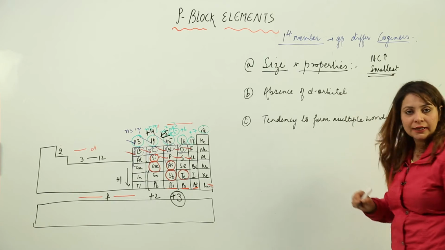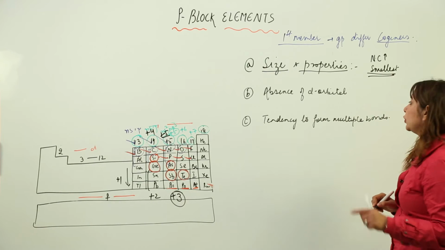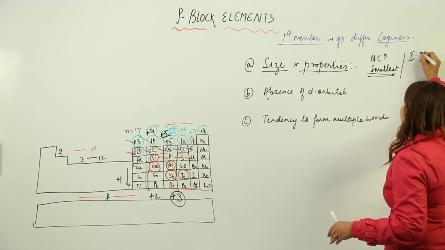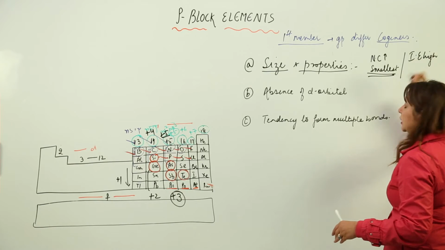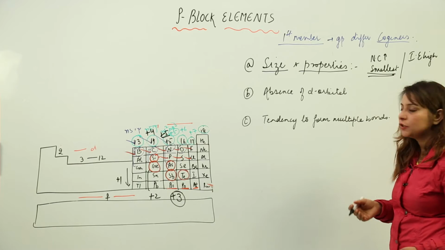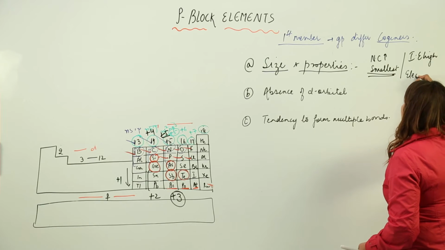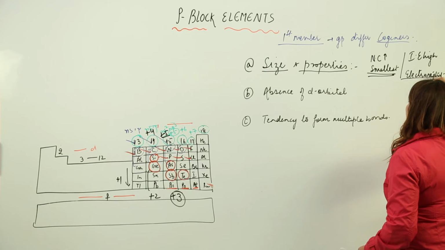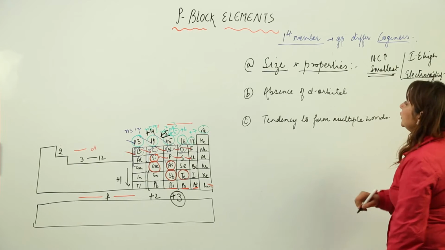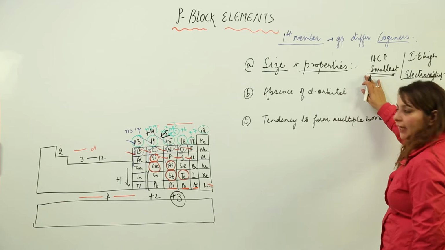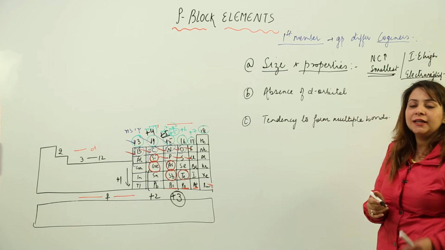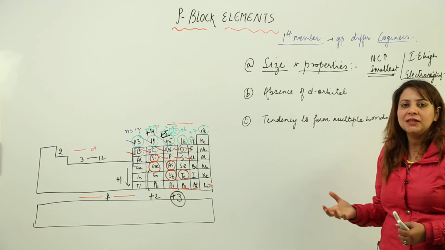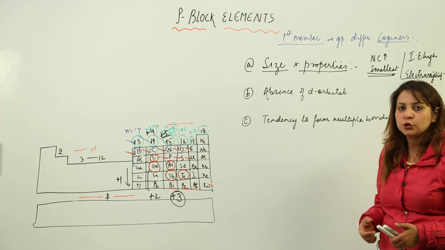Because it is smallest, it is going to possess high ionization energy, and moreover due to small size, obviously its electronegativity is going to be more. So due to small size, high ionization energy and high electronegativity, it differs in many properties as compared to its congeners.